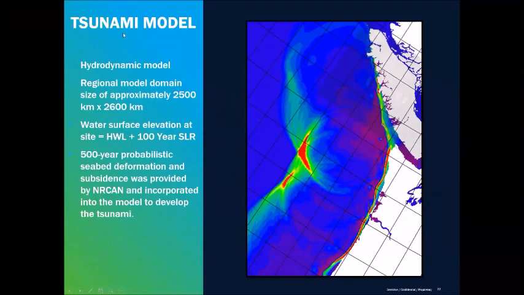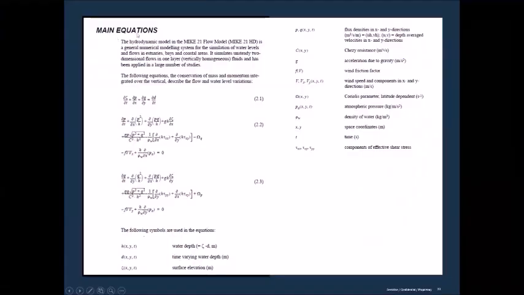So when we developed the model, we used a couple of design criteria. Definitely it is a hydrodynamic model. And we have used a 2,500 by 2,600 kilometer domain, and the water surface, high water level plus 100-year sea level rise, and the 500-year probabilistic subsidence, which is provided by NRCan, incorporated in our model to develop the tsunami. And this is the equation. I'm not going through this one, the shallow water equation, used to develop the model.